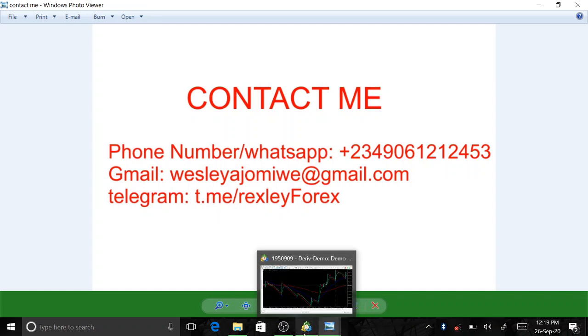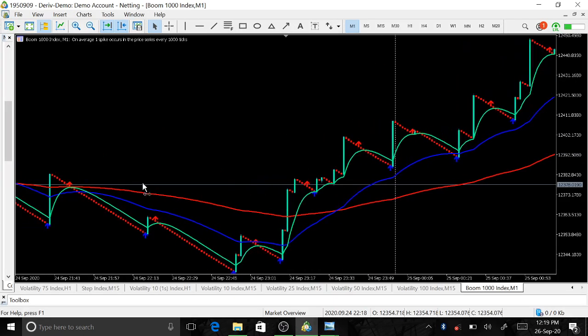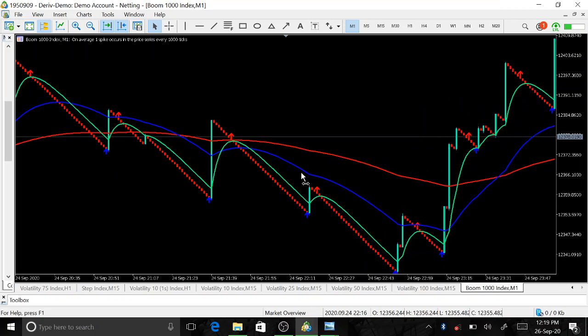Alright, so straight to our MT5. Now, this is what the strategy looks like. This strategy works only for Boom and Crash for now. Use this strategy to trade Boom and Crash comfortably. You scalp your market without fear of being hit by any spikes, as long as you follow the conditions which I am going to tell you right now.